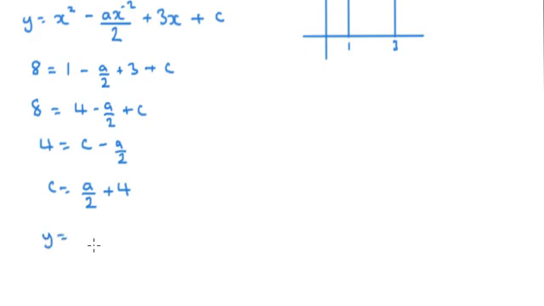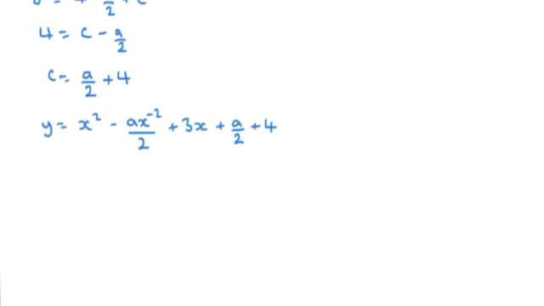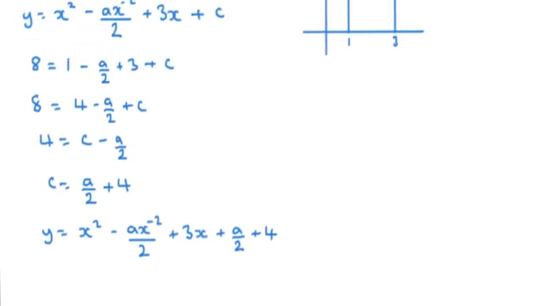So the best thing we can say is that y is equal to x squared minus ax to the minus 2 over 2 plus 3x. And I'm going to write that c is equal to a over 2 plus 4 here. Some people that I've spoken to kept the c's in, but I think having only one variable in the function makes more sense to me. So that's the equation of the curve.